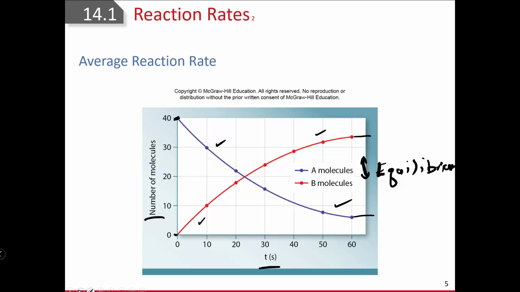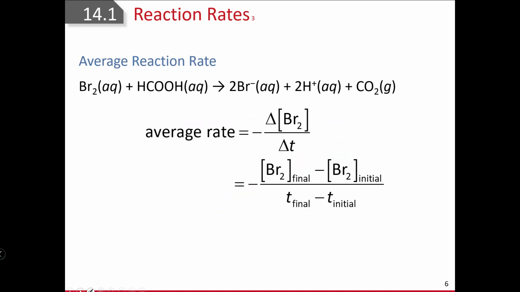So A decreases at a faster rate up at the top here than it does towards the end, and B increases at a faster rate at the beginning than at the end. And we're going to talk about why. It probably seems intuitive that they increase quickly at the beginning. If not, we're going to find out why as we progress through this chapter.